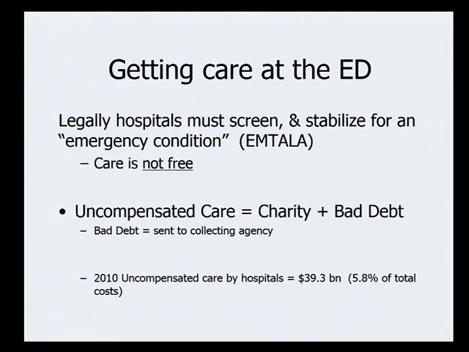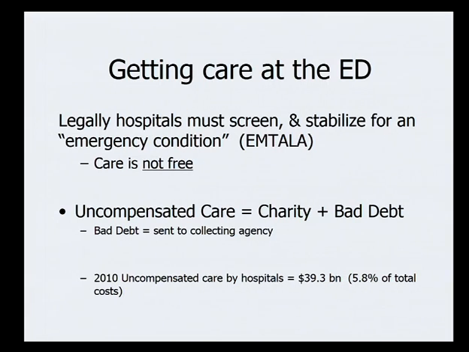Getting care at the emergency department came up. Hospitals have to screen and stabilize for an emergency condition. The important thing to recognize is care isn't free, even in that situation. The hospital accrues an expenditure, they account for it, and it's uncompensated if the patient can't pay. And they break it down as an accounting matter into what they chose to give for charity and what they call bad debt. And both matter.